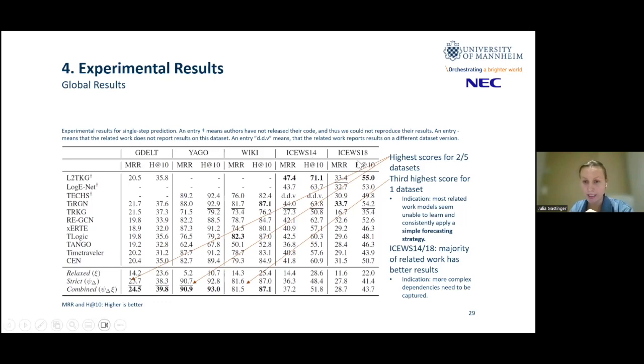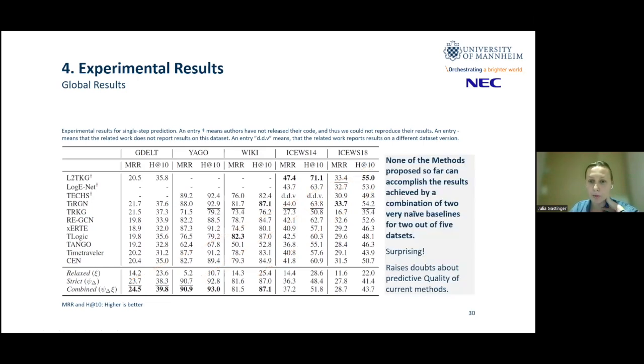And then for IS14 and IS18, the majority of related work has better results, which indicates that there are more complex dependencies that need to be captured for these data sets, which these baselines cannot capture. So what we find is basically that none of the methods proposed so far can accomplish the results achieved by this very simple combination of the baselines for 2 out of 5 data sets. And this is somewhat surprising and raises some kind of doubts about the predictive quality of those current methods, at least on these data sets. And yeah, we have this visualization.